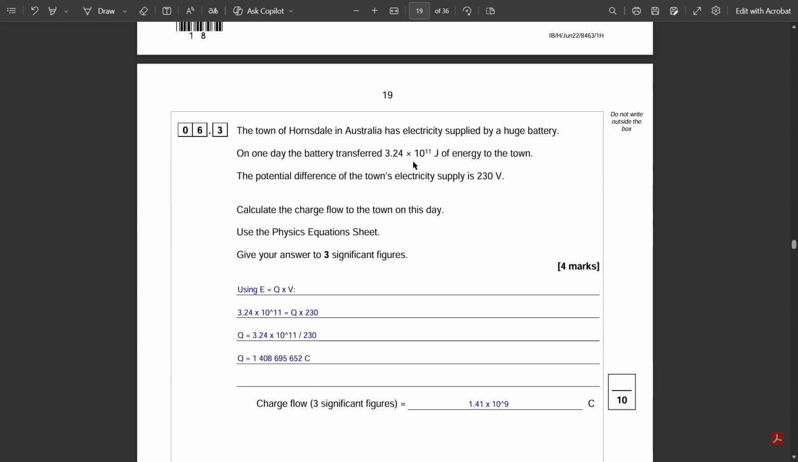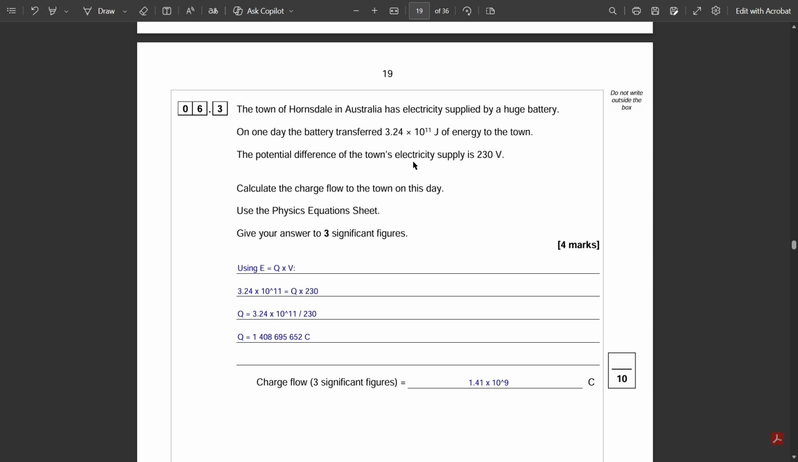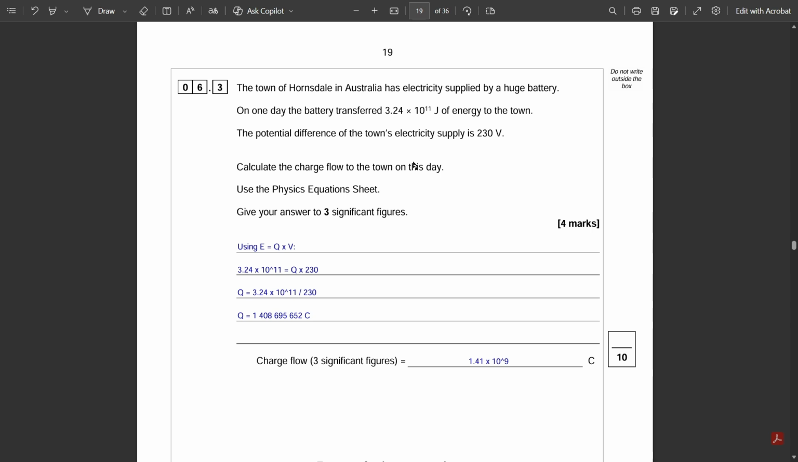Then, for 6.3, the town of Hornsdale in Australia has electricity supplied by a huge battery. One day, the battery transferred 3.24 times 10 to the 11 joules of energy to the town. The potential difference of the town's electricity supply is 230 volts. Calculate the charge flow to the town on this day, and we're asked to use the physics equation sheet. Well, we just use the formula that energy equals charge times voltage, and divide both sides by 230 to get an answer of a lot of coulombs.